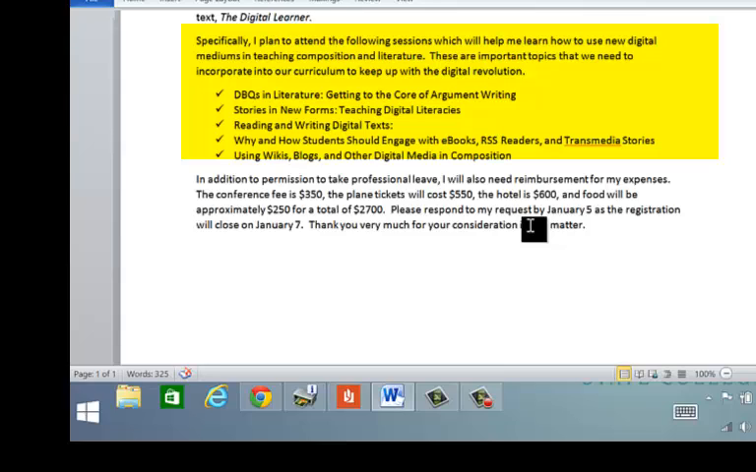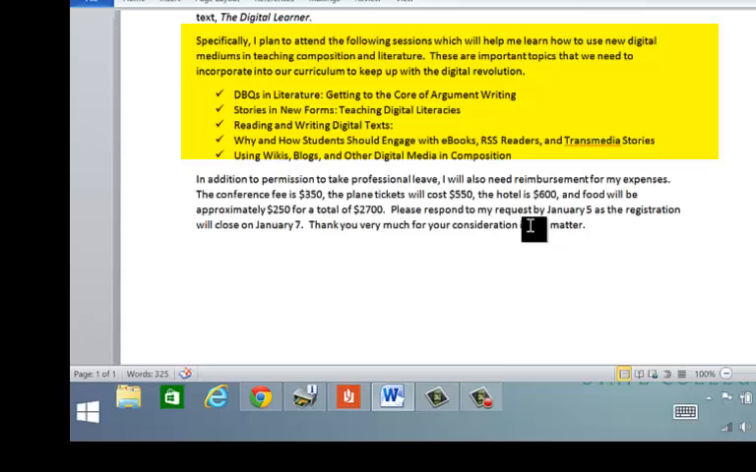In this example, the writer gives the titles of specific sessions that she will be attending at a conference. Don't give unnecessary information, but give the reader enough so that he or she can make an informed decision regarding your request. I always like to use bullet points whenever possible, because that really does sum up in a concise way exactly what you will be doing.